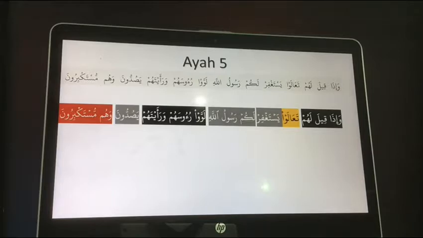Is it jar majrur? Is it harf of nasab? Is it mudaf ilayh? Is it mawsuf sifa? No, nothing. So that's why we have to put a break of chain. So they are mustakbiruna. Mustakbiruna is like muslimuna, the plural number, all of them. They are all arrogant. Arrogant people basically.